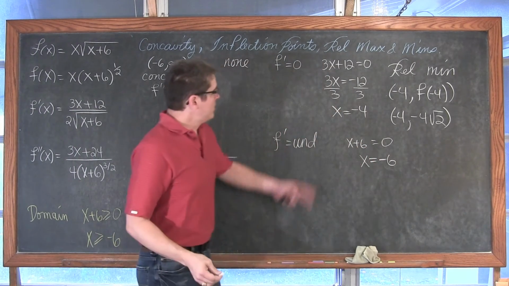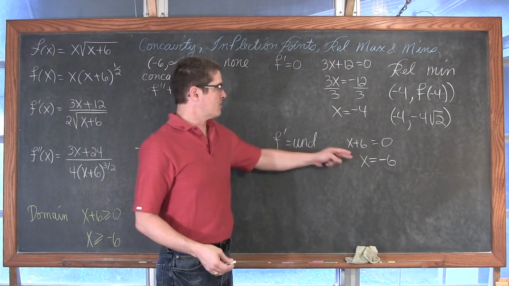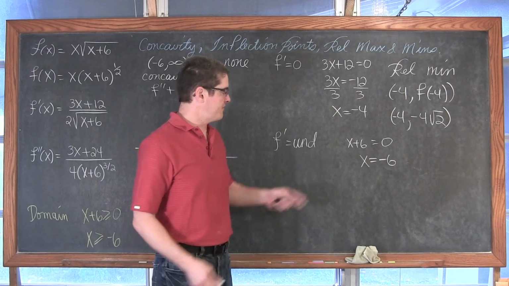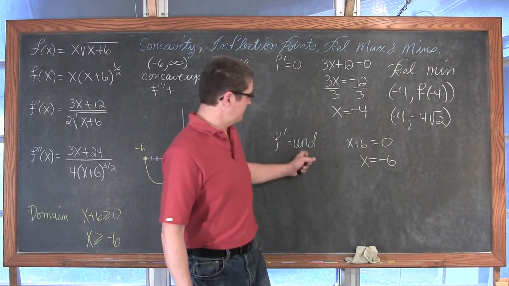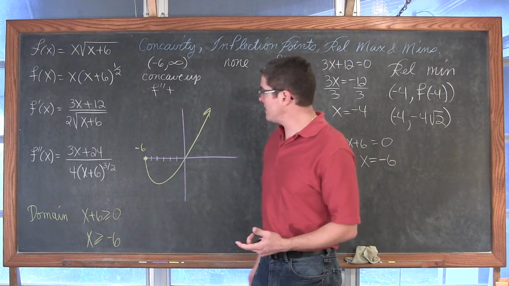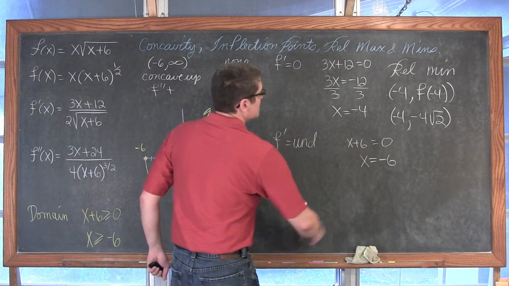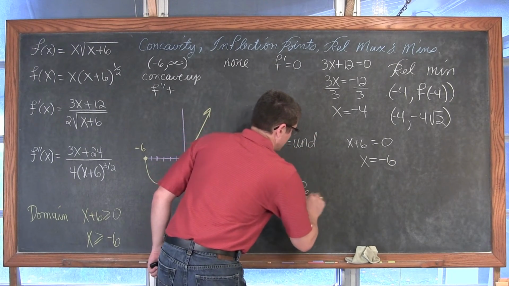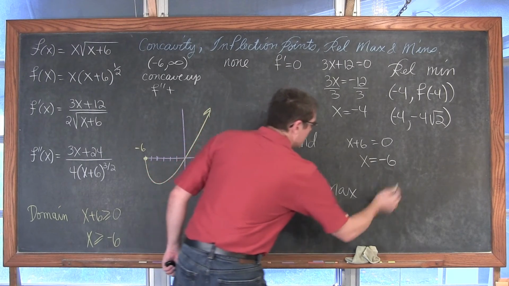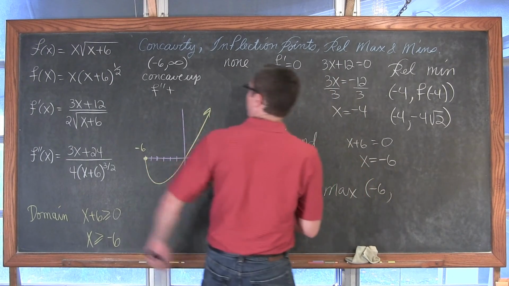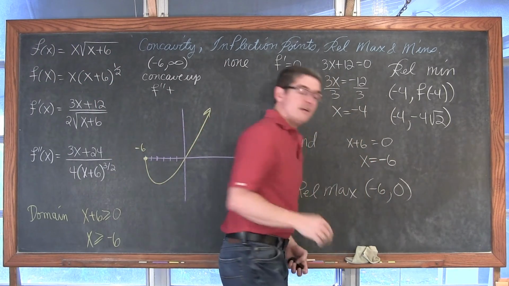So yeah, we would have noticed the -4 and the -6. We would have identified both of those as critical values because it just happened to be the function was undefined at -6, or not the function, the first derivative. So we're going to take that -6, plug it back into the original function. So we have a relative max at -6, comma, well, 0.